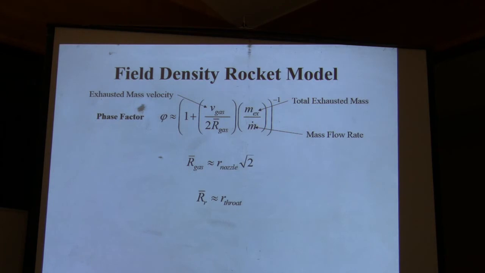I also found out that I didn't need to use the equations. I found out that if I set the gas radial factor to the square root of 2 times the nozzle radius, the radial factor for the rocket actually turns out to be the radius of the throat.